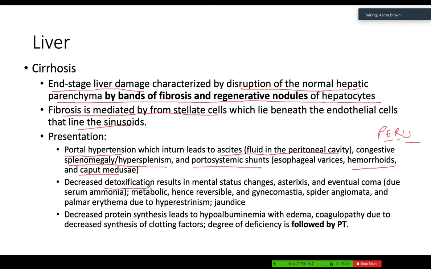Because we're not able to detoxify the blood and get rid of all the ammonia and all of these toxic factors, we're going to start seeing mental status changes. Asterixis, which is sort of this tremor in our hands. And eventually, this can lead to coma.